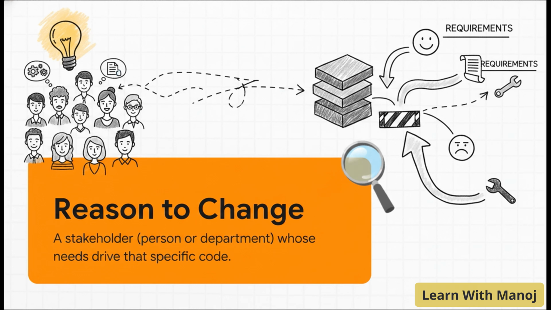Think about it. Code doesn't just wake up one day and spontaneously ask to be modified, right? People ask for modifications, usually by dropping an annoying Jira ticket on your desk. So a reason to change is actually a stakeholder. It's a person, maybe a specific role or a whole department, whose business needs are driving that specific piece of code. Basically, SRP is fundamentally about people. It's about protecting different stakeholders from each other's constantly changing requirements.